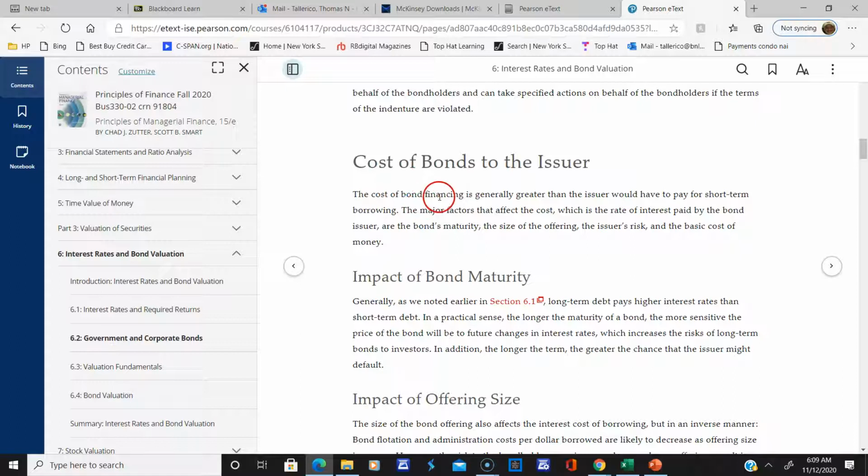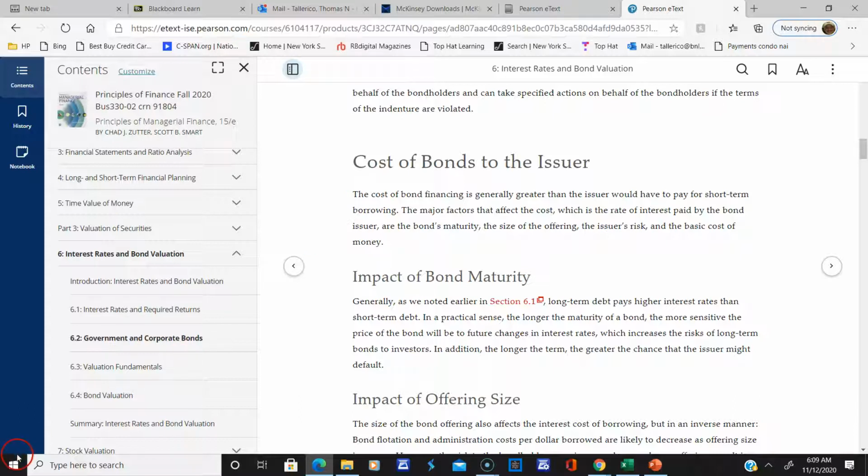All right, so the cost of bond financing is generally greater than the issuer would have to pay for short-term borrowing. The major factors that affect the cost, which is the rate of interest paid by the bond issuer, are the bond's maturity, the size of the offering, the issuer's risk, and the basic cost of money. They also have to pay the investment bank, right, for a new issue, for doing the IPO on that bond, okay? So there's a lot of costs associated with issuing bonds.